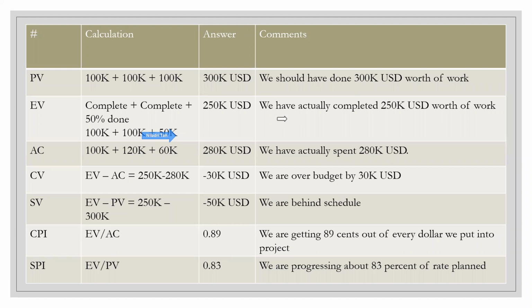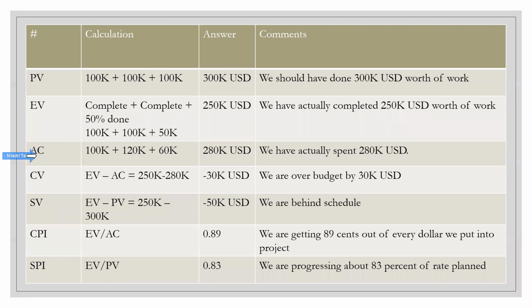So we have actually completed 250K USD worth of work. Remember, that is not the dollars actually spent. That is the value of work that has been completed. Okay, I think it's clear now, right? It's pretty much like plan value is the complete plan, and earned value is whatever percentage of work you have done, the value of work you have completed. And then the actual cost.